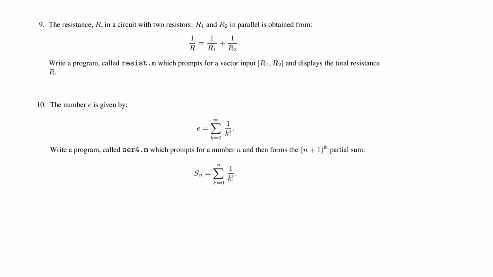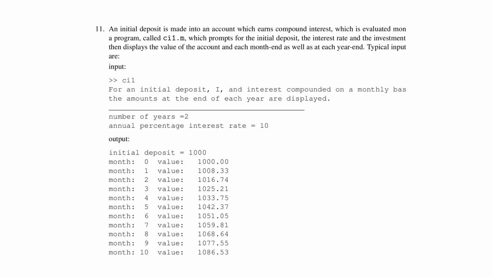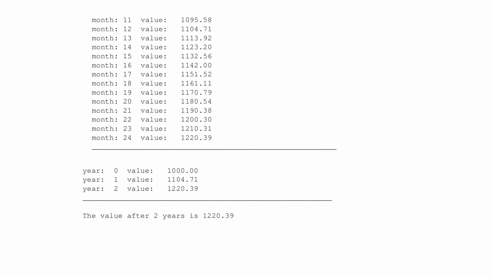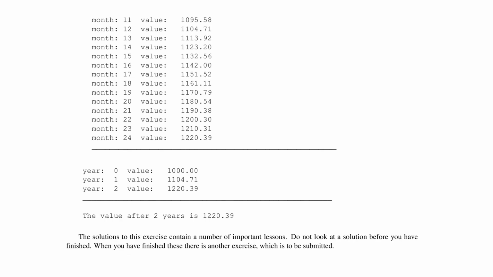Here is the number e. There are many, many expressions like this for the number e. See if you can write a script which does this. And here's another one to do with compound interest with deposits. See if you can get the printing to come out nicely using fprintf. And these solutions will be presented in the next video.